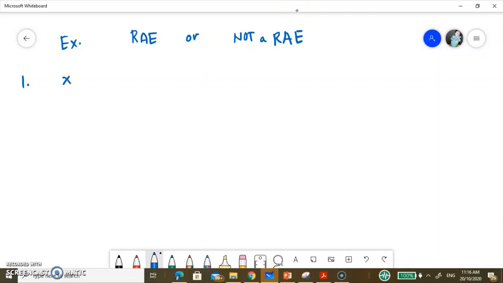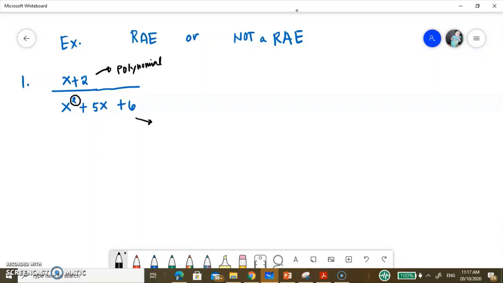Okay, so let's start with x plus 2 over x squared plus 5x plus 6. Okay? So, let's check the top. x plus 2. Okay, it's a polynomial, right? And then the denominator, let's check. It's also a polynomial. So, therefore, we have a ratio of 2 polynomials. Therefore, this whole expression is considered a rational algebraic expression. Okay? Next.